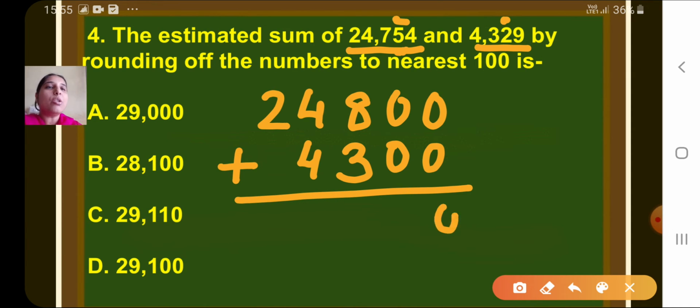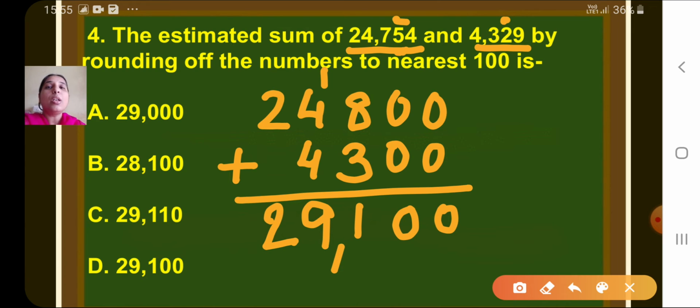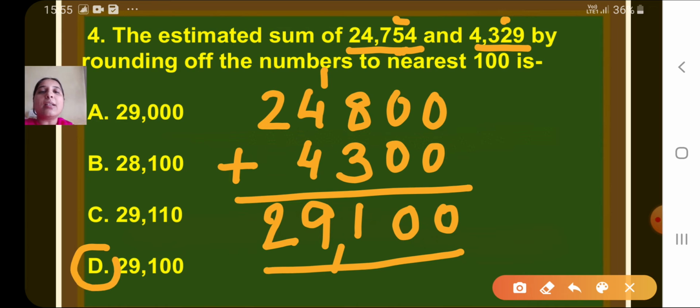So 0 plus 0, 0. 0 plus 0, here we will get 0. Now 8 plus 3, 11. So 1 we will write here, and 1 will be carried to the next place. So 4 plus 1, 5, 5 plus 4, 9 and 2. So the estimated sum obtained here is 29,100. So can you find the correct option here? Which is the correct option? 29,100. Yes, option number D is the correct option. So you will just click there at the correct option.